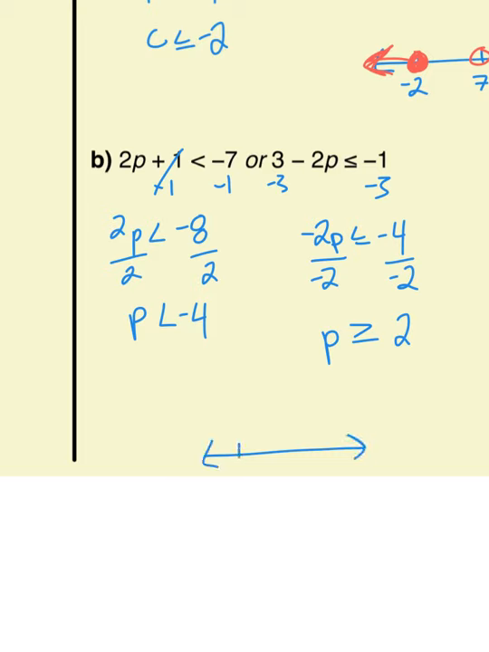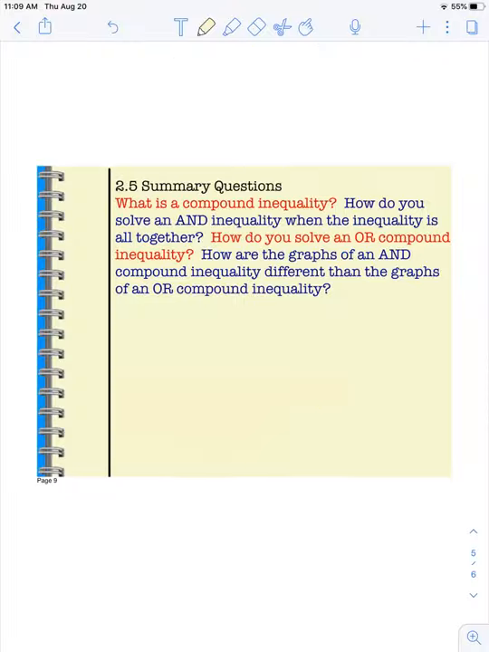And we're going to set this up on a number line. I have -4 down here and 2 up here. 0 would be somewhere in the middle there. All right, p is less than -4, so it points to the lesser numbers. Or p is greater than or equal to 2. And there we go. All right, let's wrap it up with some summary questions.